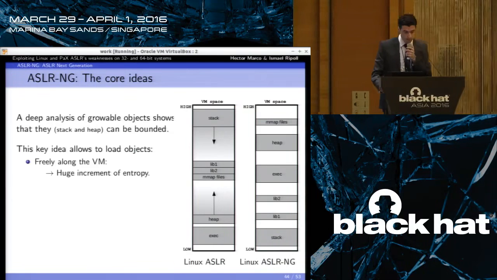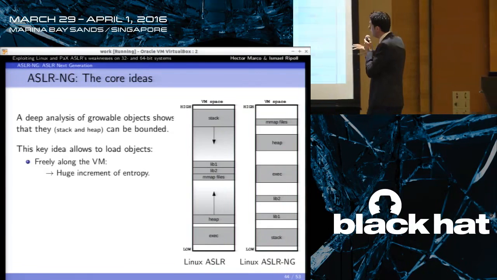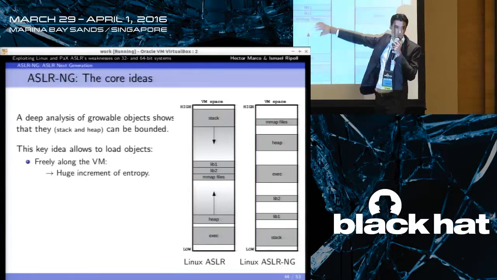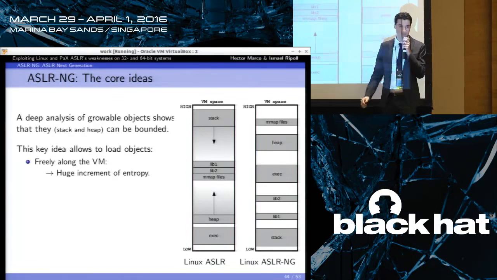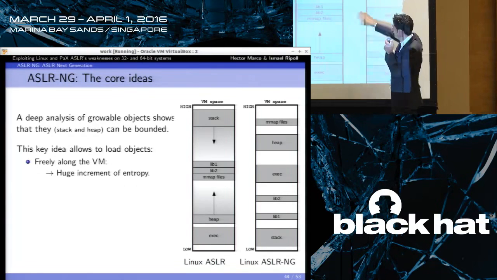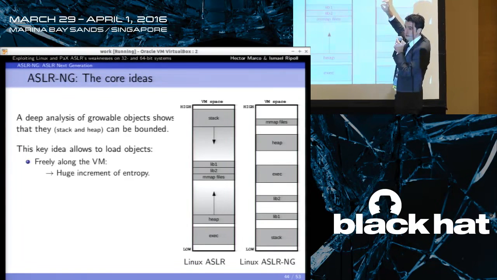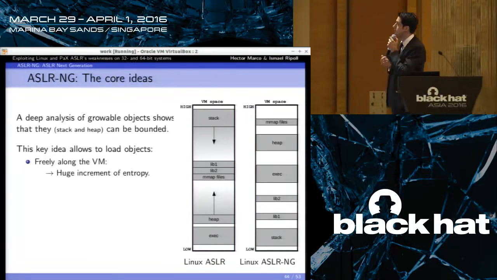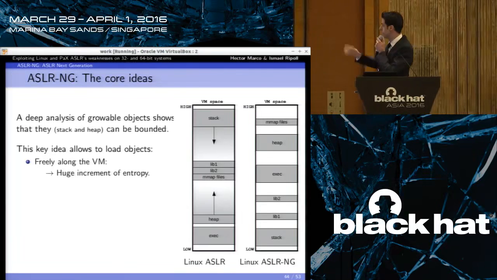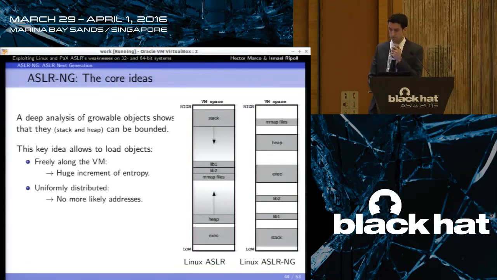So the idea is that if we can bound growable objects, we are able to move these objects around the full virtual memory space. Okay? Instead of allowing the stack to grow, we can bound the stack. So if we have no growable areas, then we can move the objects anywhere in the virtual memory space. This provides us a huge increment of entropy.